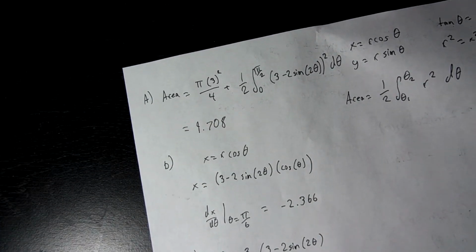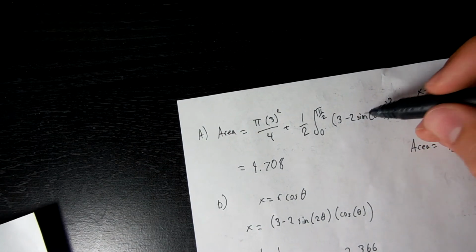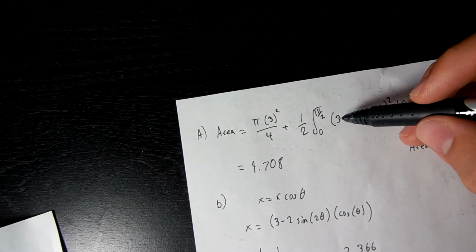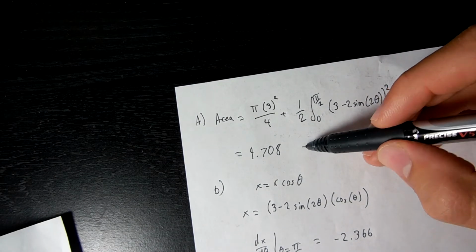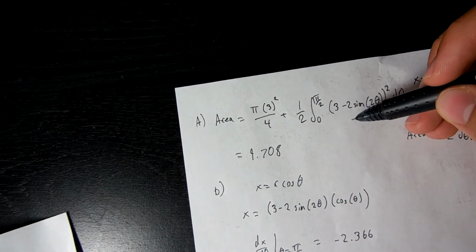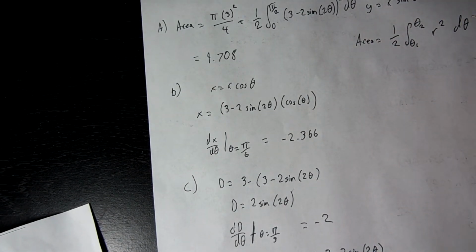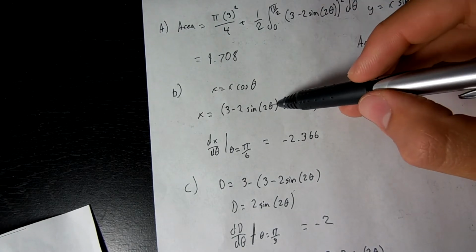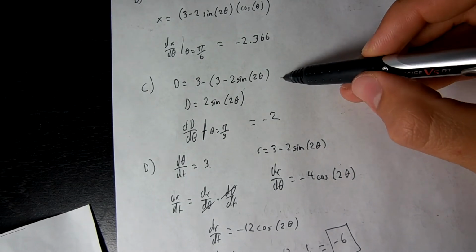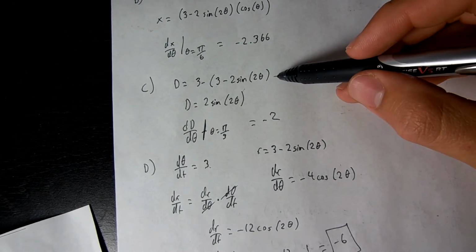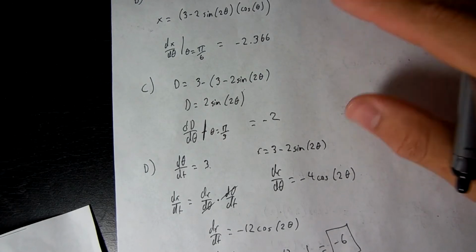So where the points come from is that for part A, you get 1 point if you know the integral. You get another point if you know the limits, so 0 to pi over 2. And you get 1 point if you get the final answer. So it's a total of 3 points for part A. For part B, you get 2 points total. So you get 1 point for the expression of x, and you get 1 point if you get the final answer. For part C, you get 1 point if you know the expression for distance, and you get 1 point if you get the final answer of -2.